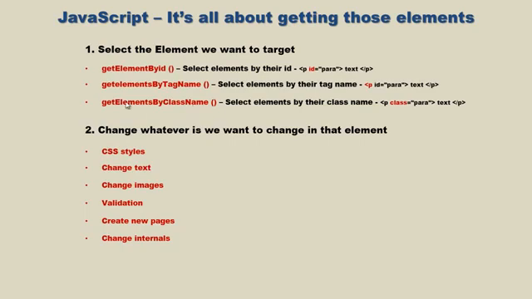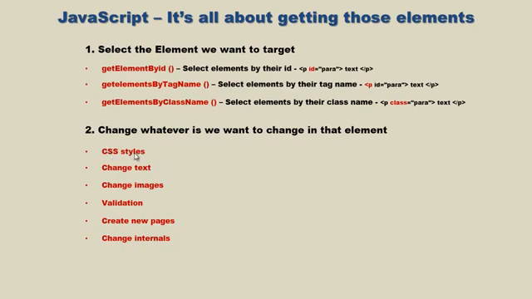And remember, these three methods are pretty much doing the same thing. It's just how are we grabbing the element? And with getElementsByClassName, we are grabbing it by the class name. That's how we're grabbing it. Now, once we've accomplished that first step, we can move on to the second step, and that is to change whatever it is we want to change in that element.